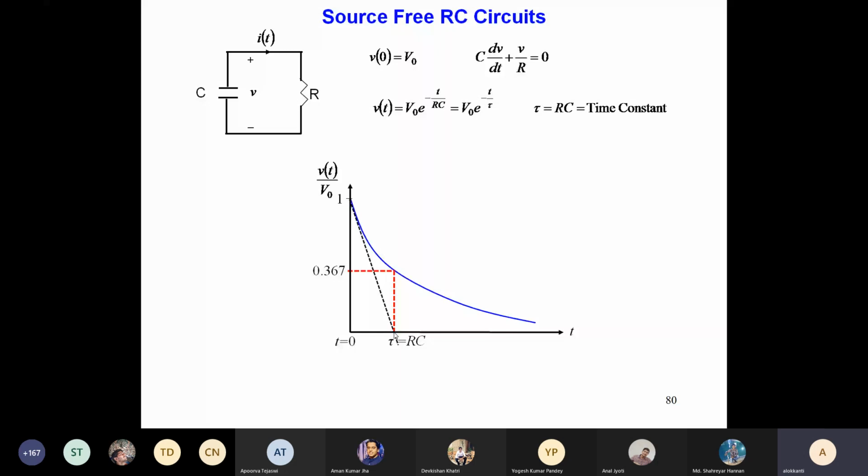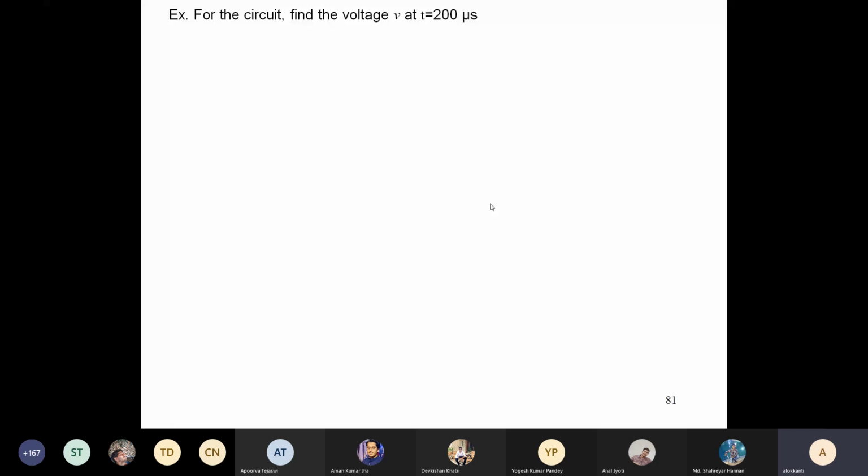Is it clear, the physical significance of tangent? Yes, sir. So similarly, there can be problems for a capacitor circuit.